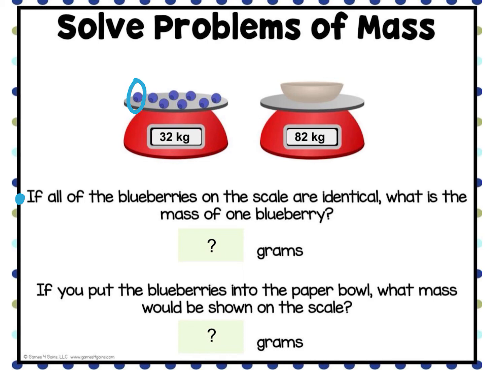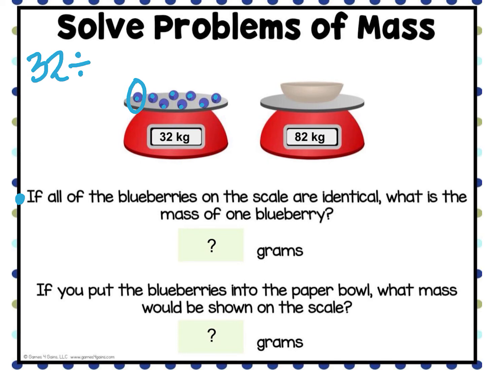Well, we know the total, right? The total is 32. We know that there are how many blueberries on the scale? 1, 2, 3, 4, 5, 6, 7, 8. Okay. What could I do with those two numbers to figure out how much one blueberry weighs? I know the total, and I know how many are in the group. Ooh, does that sound familiar? How many are in each group? That sounds like we're going to divide, right? Because we just need to figure out how much one weighs.